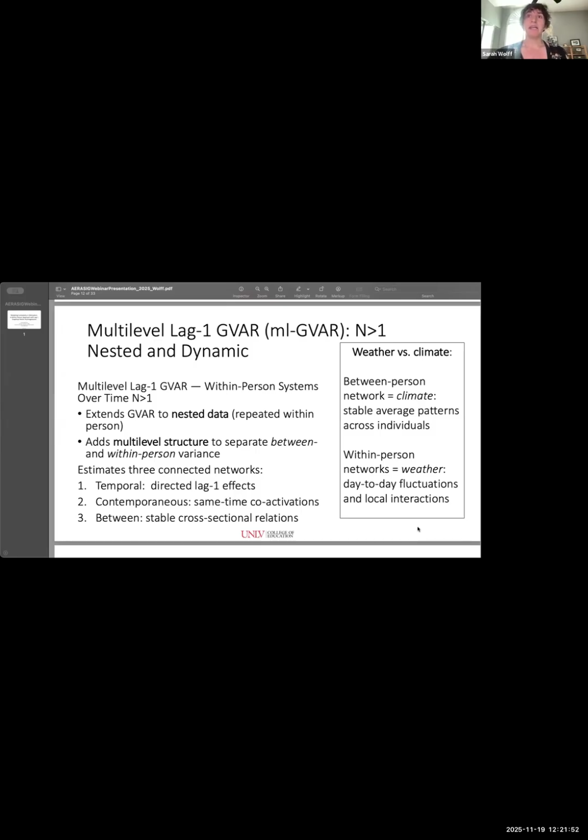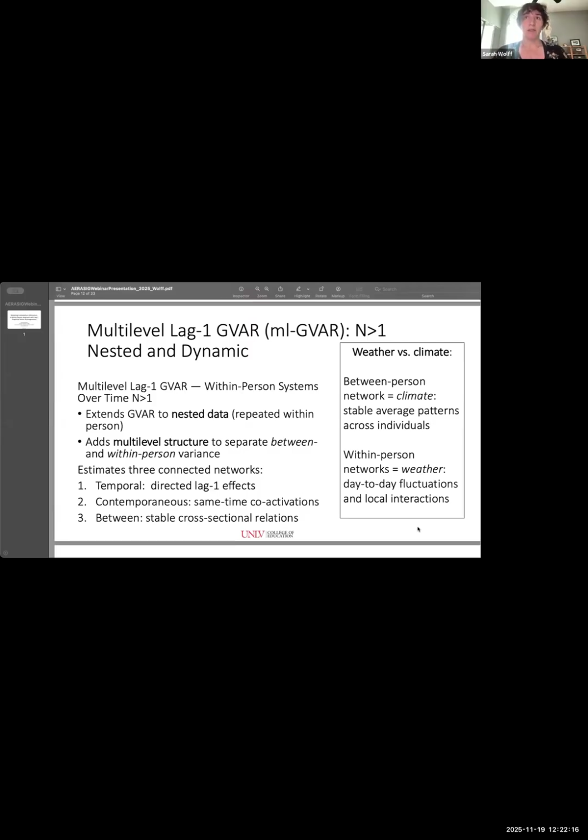This is the framework that we've used to model motivational dynamics. The model itself recognizes that our data aren't just long time series, but they're nested, right? So they're nested with observations within individuals. If we simply pooled everyone's data, we'd mix 2 kinds of variation, right? How students differ from each other, and then how motivation fluctuates within the same student over time. So the MLGVAR disentangles these.